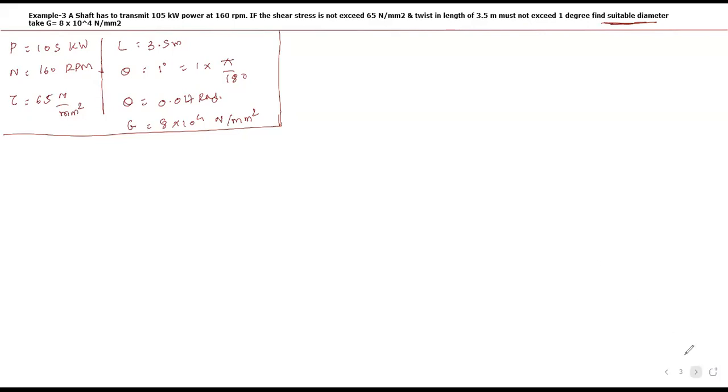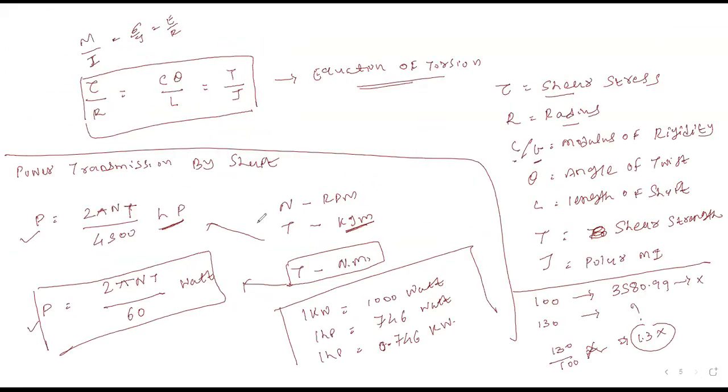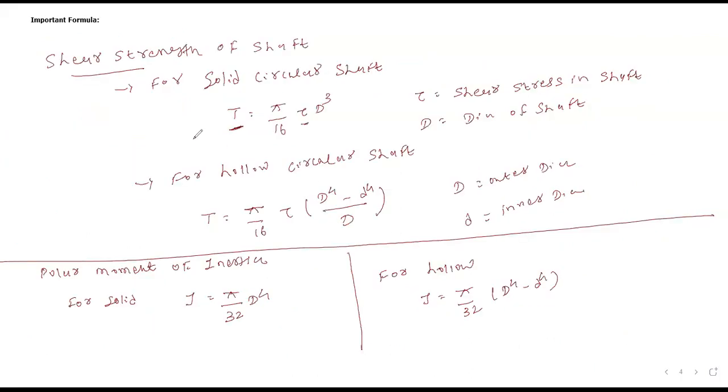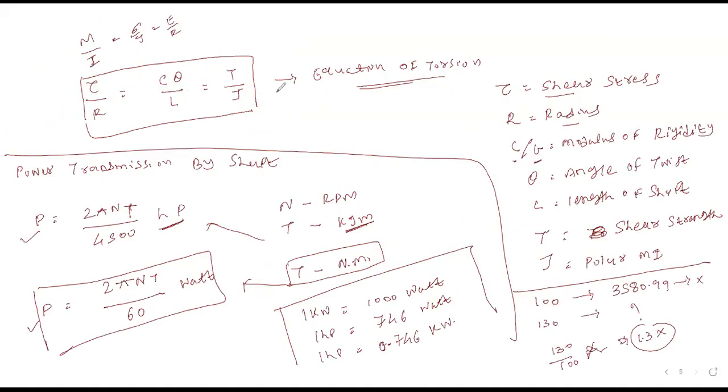So what are our two different criteria? We have already discussed that, but there are specific names. If we are using the equation of shear strength, this is the criteria of strength. Okay, this is your strength criteria. And if you are using the equation of torsion, this is the criteria of stiffness.